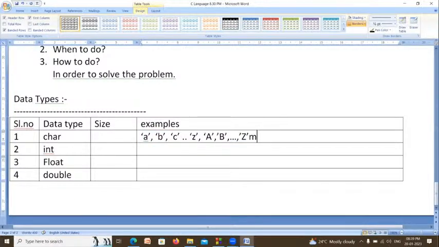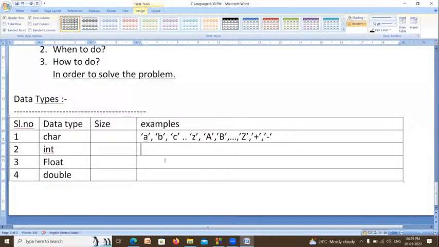You can also see some special symbols. Those are also characters. Operator plus is a character. Minus is also a character. Characters are nothing but the symbols or the alphabets. Those are always represented within single quotation marks.